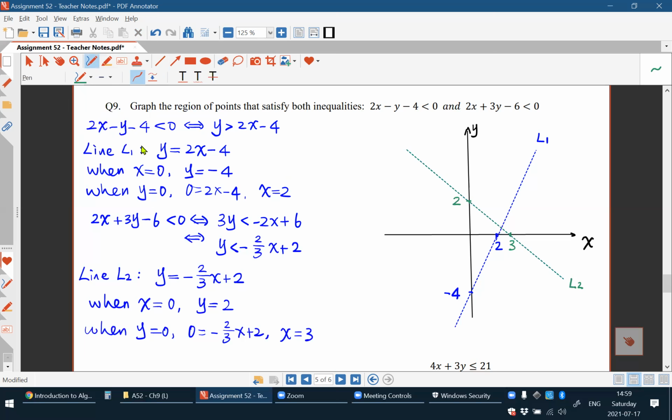All right. Sorry, I forgot to mark the region corresponding to L1. L1 says y should be above L1, right? This is our first region. Above L1 is here. For the second region, the inequality says y should be smaller than, and smaller than means the region must be below this line, right? Below this line, we can mark it like this.